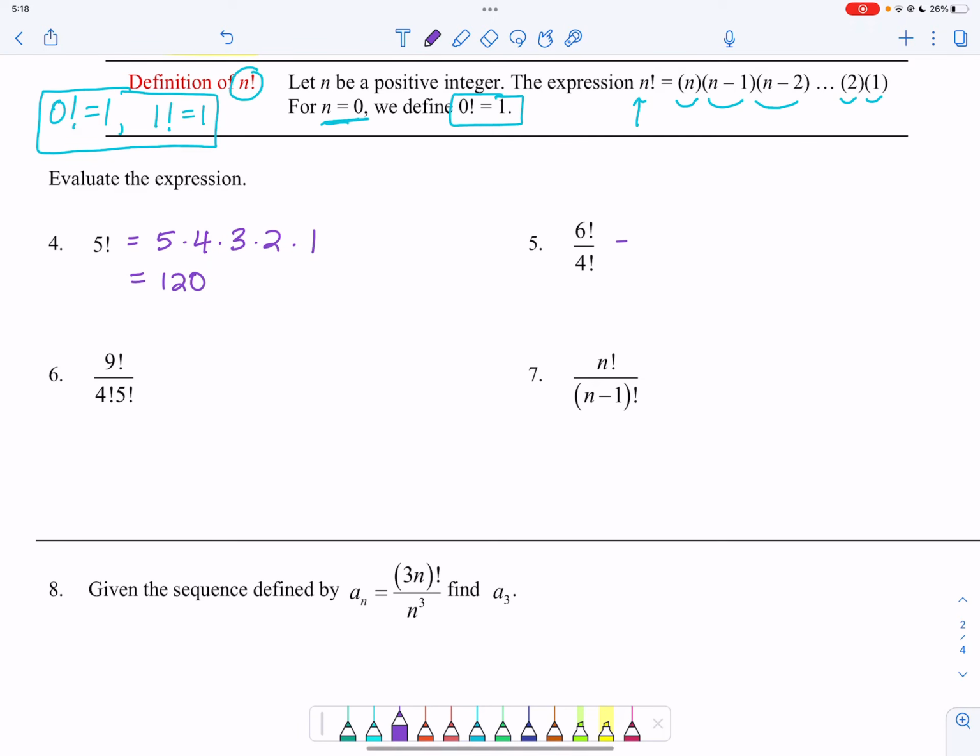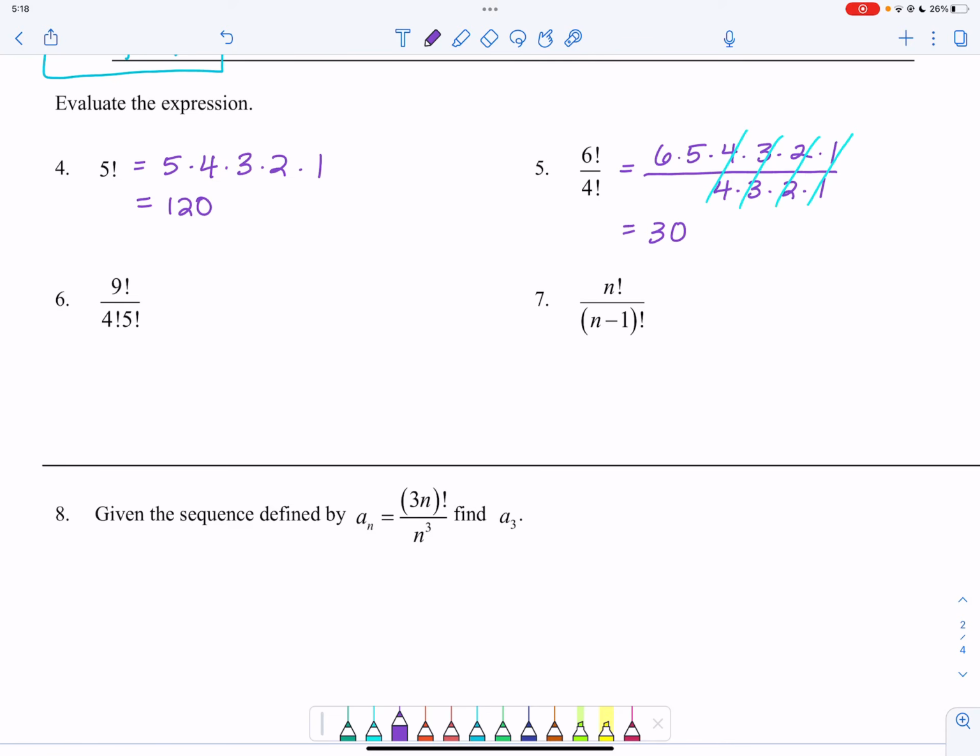Looking at number 5, take a look at this. 6 factorial is 6 times 5 times 4 times 3 times 2 times 1. And then 4 factorial is 4 times 3 times 2 times 1. And what do you notice? We can cancel those out, and we simply have 30.